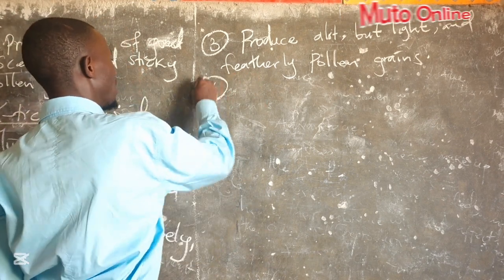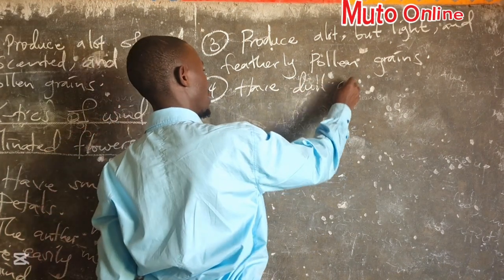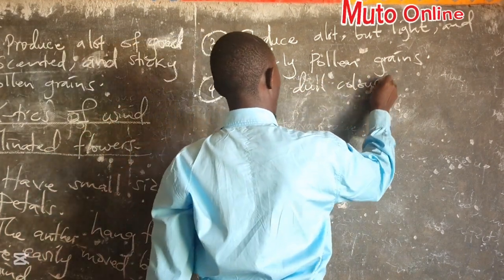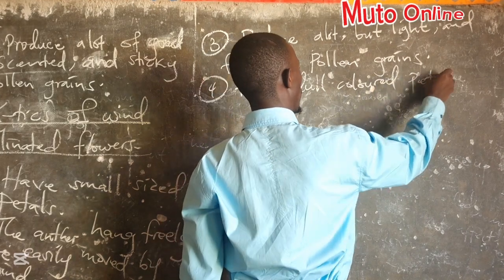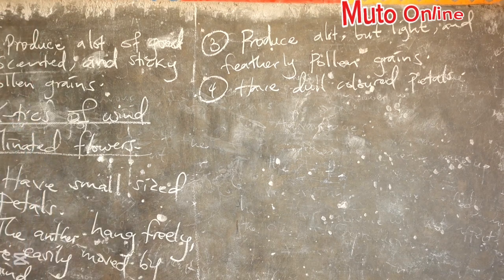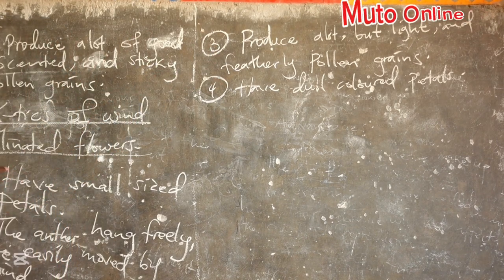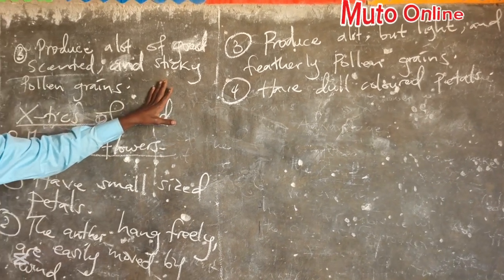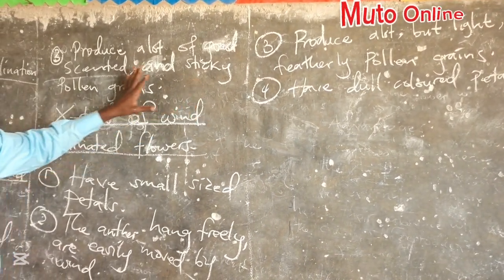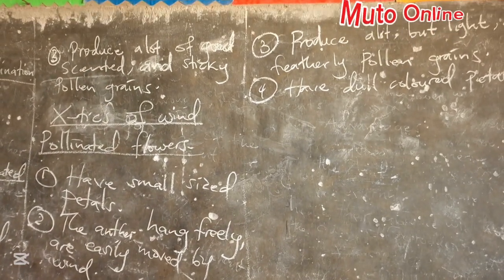These flowers still have dull colored petals. They are dull flowers. So these are some of the key characteristics of wind pollinated flowers. So the agents must be known to you for reasons we shall see. And these are some of the characteristics of these insect and wind pollinated flowers.